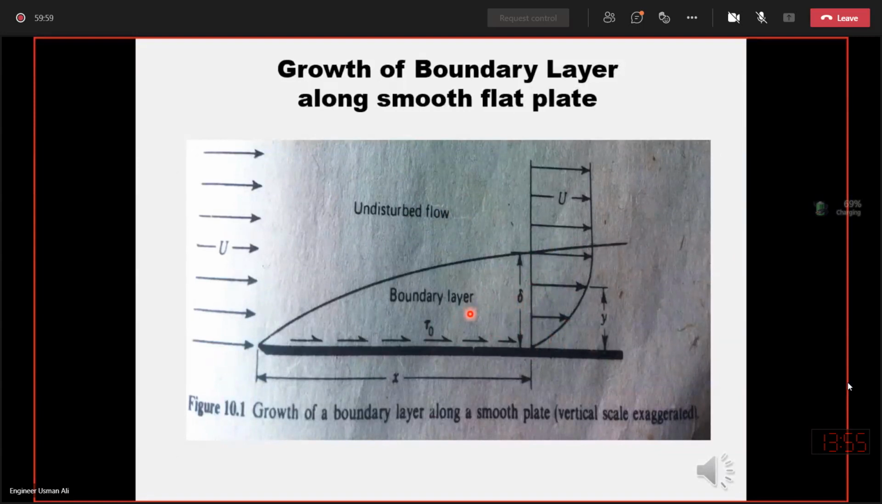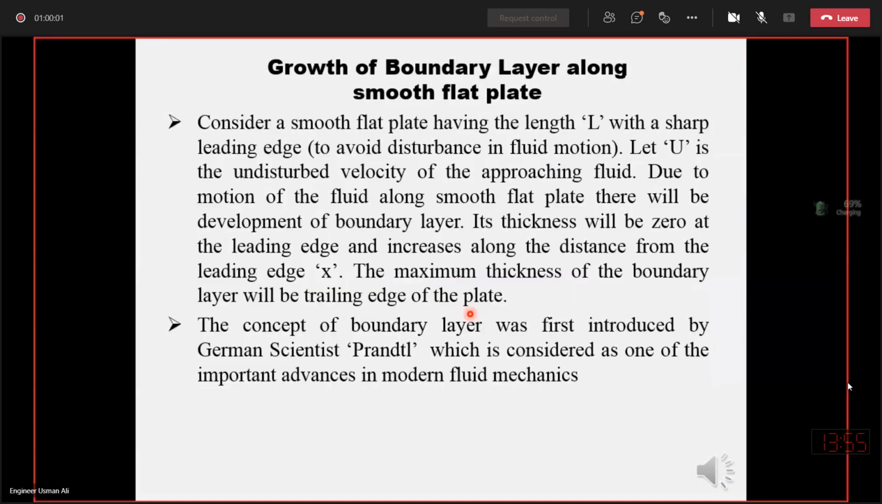So this is the explanation of the figure. The same thing is explained in the text. Consider a smooth flat plate having the length L with a sharp leading edge to avoid disturbance in the fluid motion, to have the smooth entry of the fluid. Let U be the undisturbed velocity of the approaching fluid, as shown.